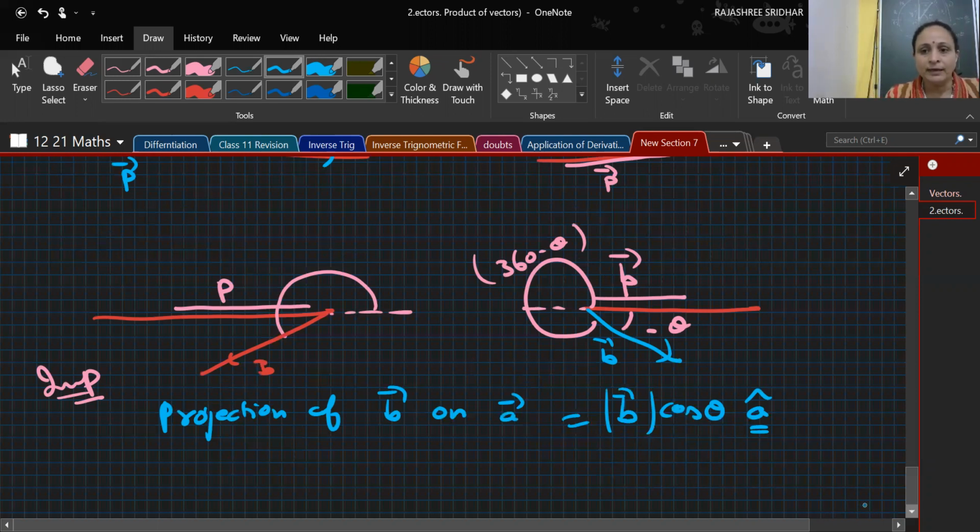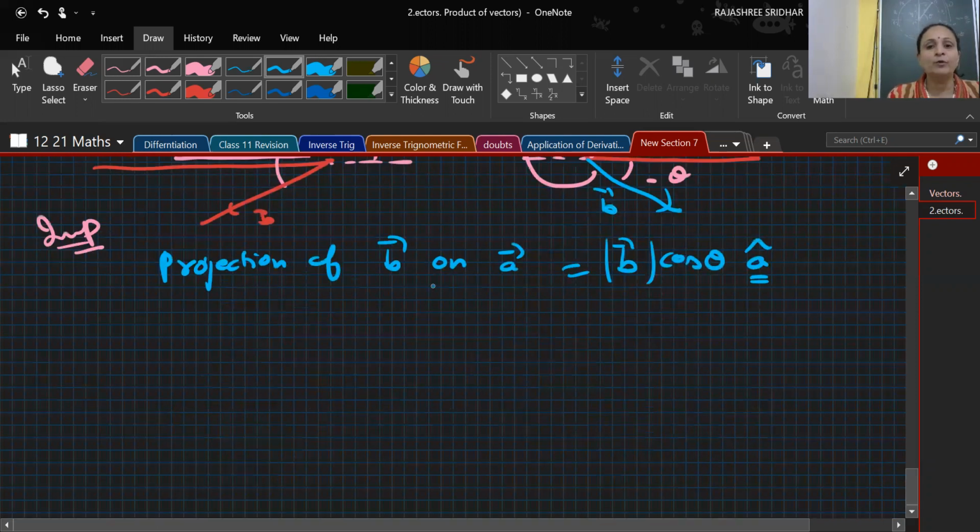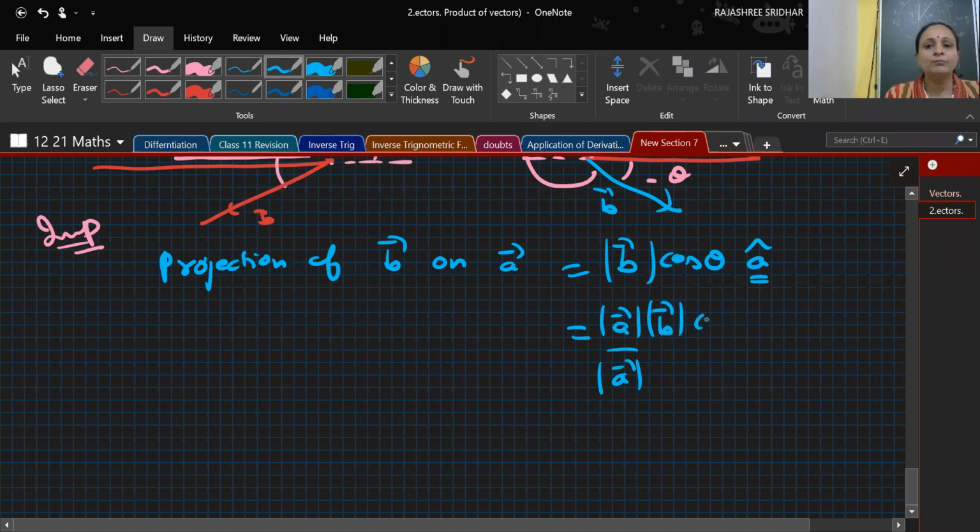This formula you can remember very easily. But when you are given both vector A and B, you don't know the value of cos theta between them. There is another way of doing it. You can just multiply modulus of A to both sides and see what happens. Modulus of A into modulus of B into cos theta is A dot B, divided by mod of A, into the direction of A. Is it clear? This is the way you can directly get the projections.